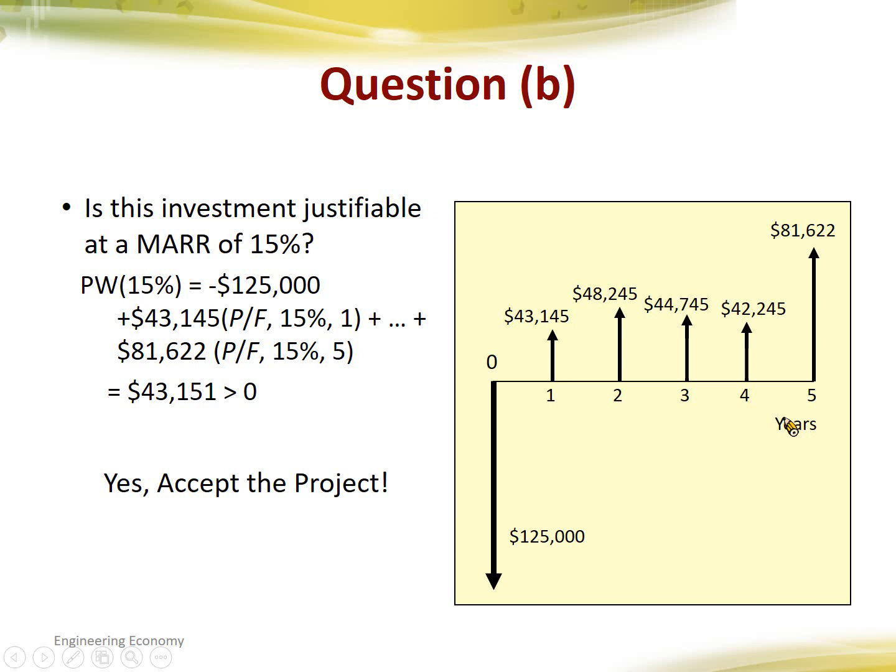So if we evaluate this project against 15% of minimum attractive rate of return, we'll accept the project. Okay? So the cash flow will be evaluated based on a certain MARR value. And if the present worth is greater than 0, meaning that our investment, this project opportunity, will generate higher than 15% of return.